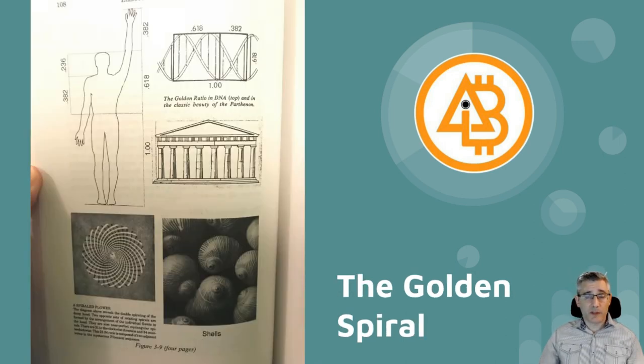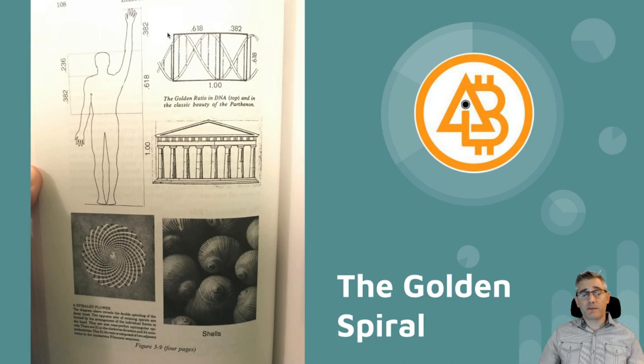And what they began seeing was they were finding these numbers everywhere. Even in our own DNA sequence, you can see these numbers. So if you look at the human body, from the feet to the navel is 1, and from the navel to the neck is 0.382, from the navel to the head is 0.618, and then from the neck to the head is 0.236, and to the hand outstretched from the head is 0.382.